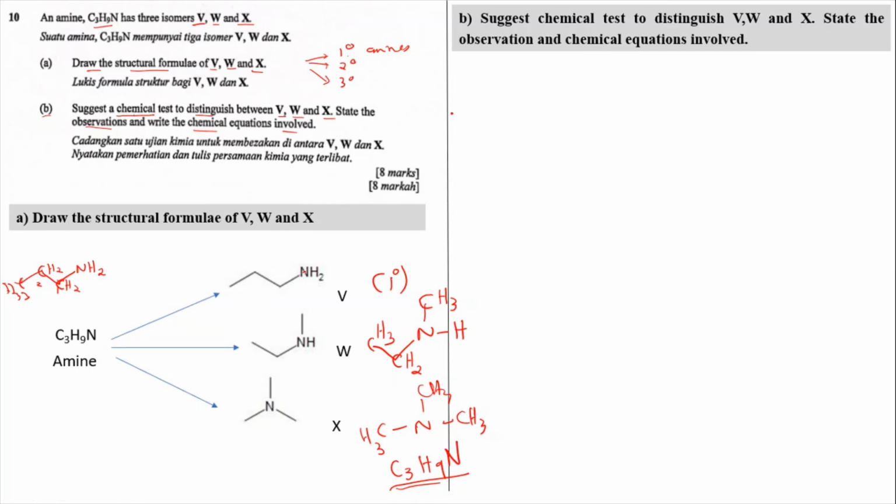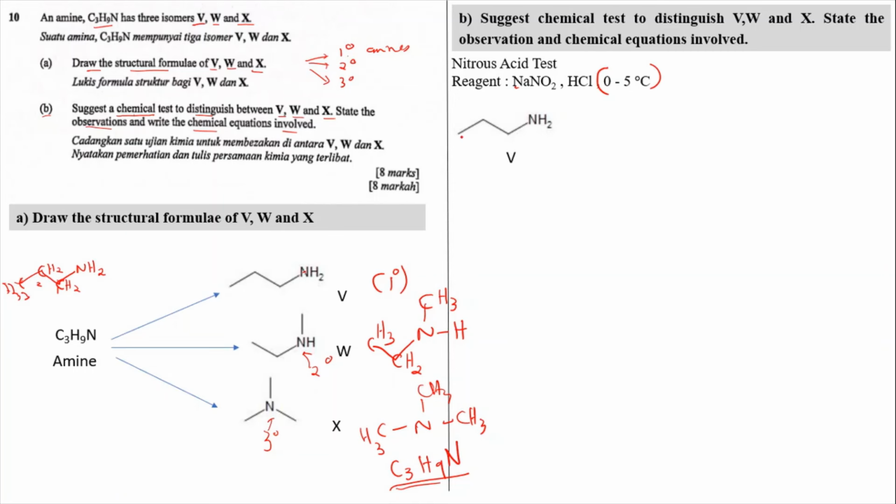Now for question 10b, we have to suggest a chemical test in order to distinguish the primary, secondary, and tertiary amine, and we need to state the observation and chemical equation involved. So in order to distinguish primary, secondary, and tertiary amine, we can react them with Hinsberg reagent, which is the Hinsberg test, or use the nitrous acid test. But for now, I'm using the nitrous acid test. The nitrous acid test consists of the reagent sodium nitrite and HCl that is produced in situ, and this needs to happen at low temperature, which is 0 to 5 degrees Celsius.